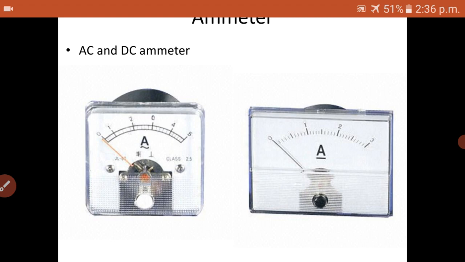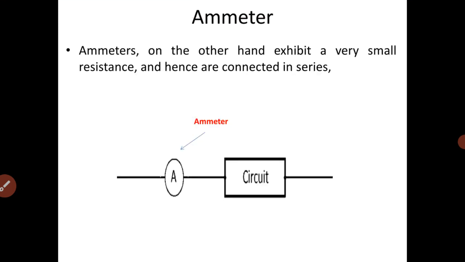These ammeters are also available in several ranges. Here in the first we can see the range of the ammeter is 0 to 5. In the second, the range is 0 to 3. Like this, several ranges are available, like 0 to 10, 0 to 50, 0 to 100, up to 500,000. Ammeters, on the other hand, exhibit a very small resistance and hence are connected in series. Ammeters are always connected in series to the circuit.